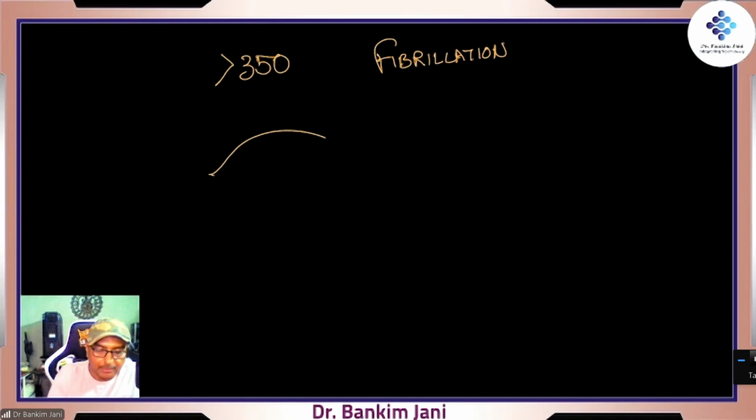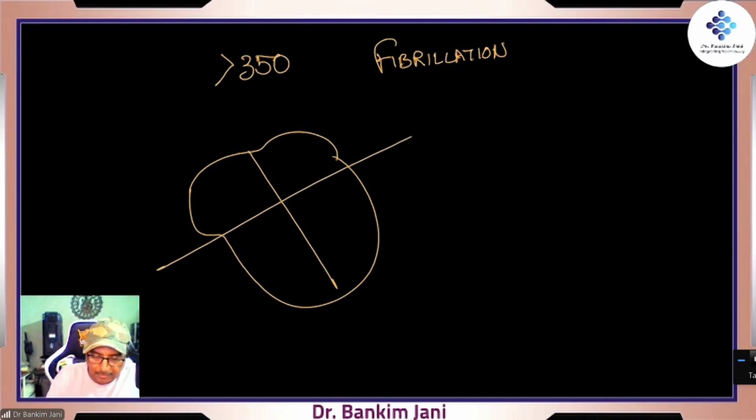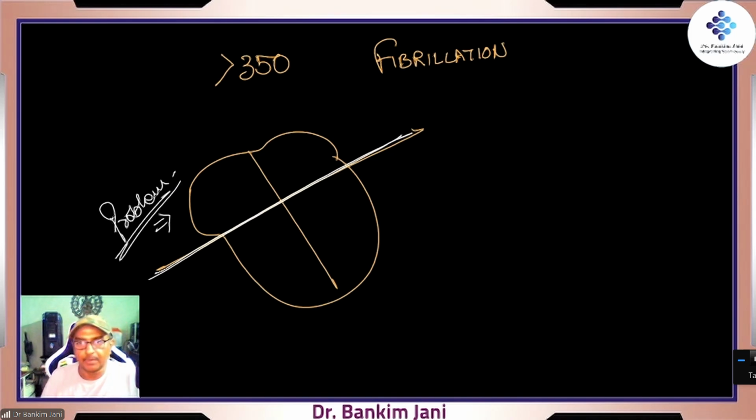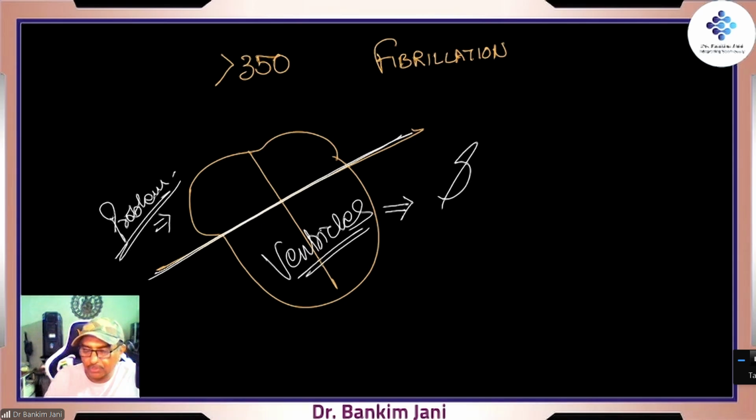Arrhythmias. Divide the heart into two parts. When the problem is above, this is the area of problem. So is this above the ventricle? Because ventricles are here. So when the problem is above the ventricle, very lovingly, that name is given as supraventricular. Supraventricular.